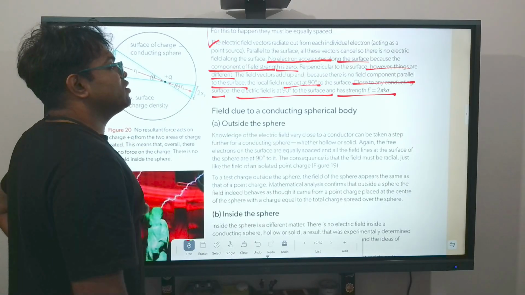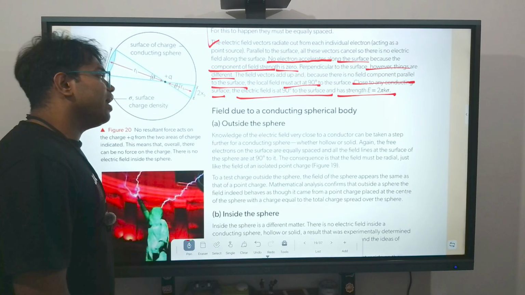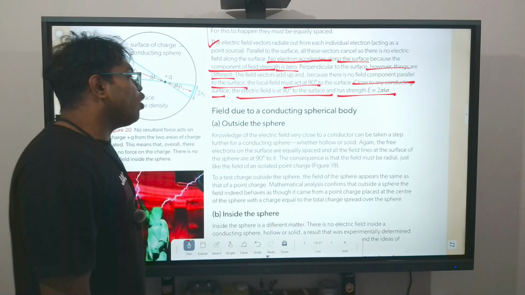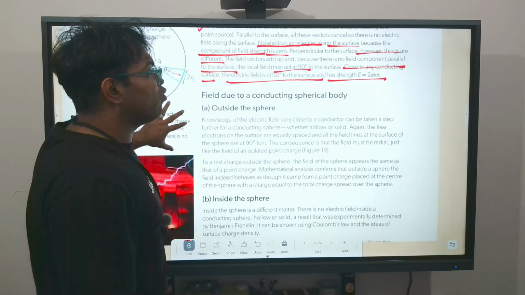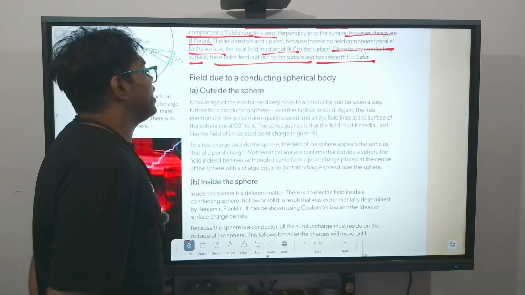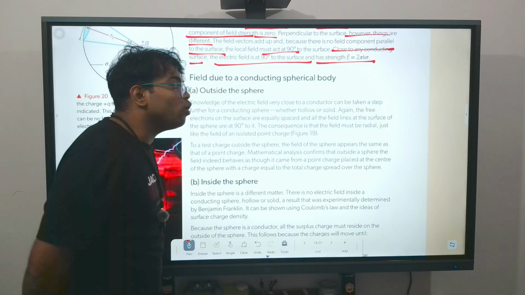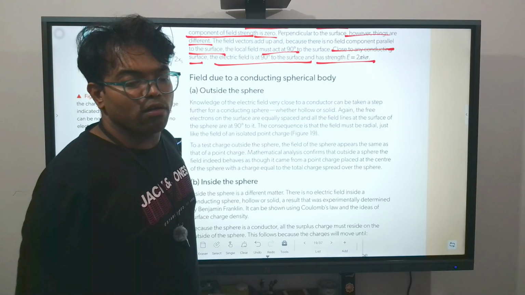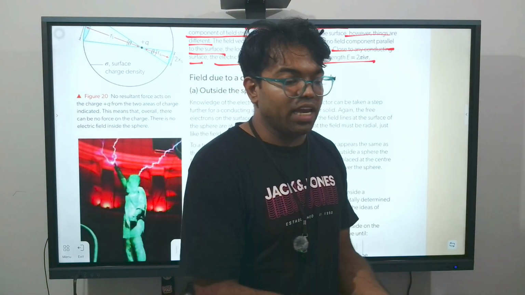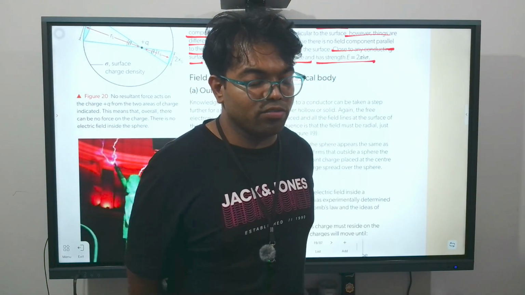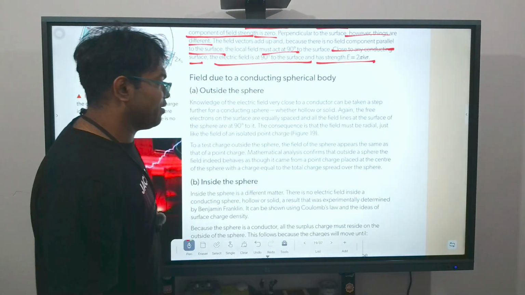Fields due to conducting spherical bodies. A. Outside the sphere. Knowledge of the electric field very close to a conductor can be taken a step further for a conducting sphere, whether hollow or solid. What is a hollow sphere? A sphere that is only a shell is called a hollow sphere. Understood? There is emptiness inside.